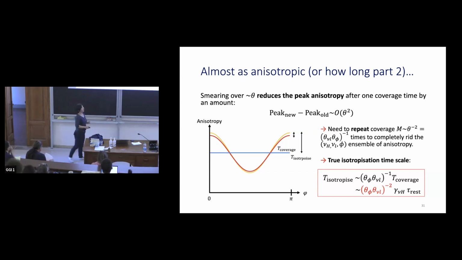So what it means is that if you want to use this process of decay and inverse decay to wipe out your anisotropy, in other words, you want to bring the yellow line down to the blue line, what you need to do is to keep repeating coverage another m times, where m is equal to theta to the minus 2. Okay? And so that gives us the true isotropization timescale, which is actually this angle multiplied by the coverage time, and we calculated the coverage time in the previous slide, so that's the final expression. Relative to the old expression, there's another factor of the angles.